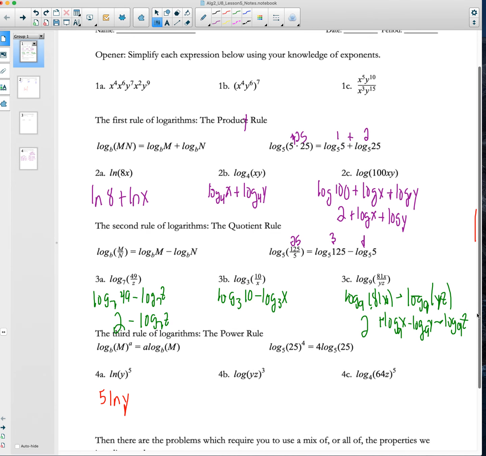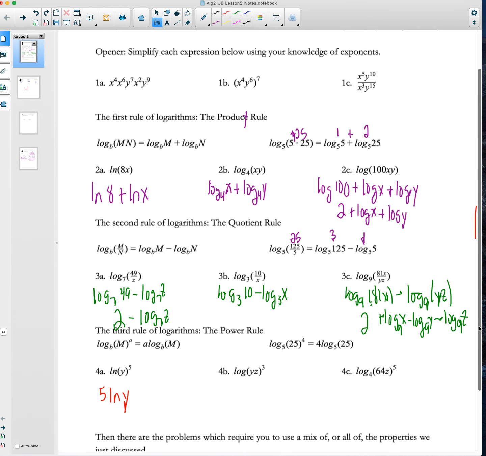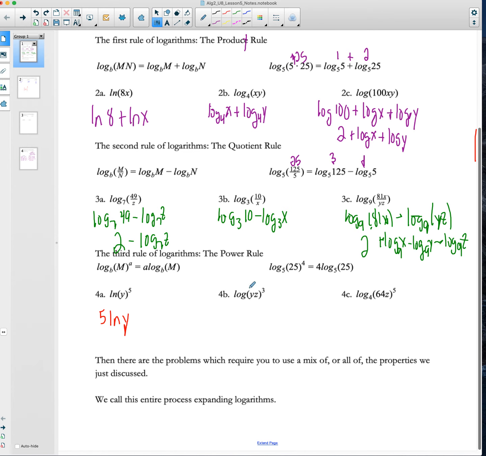All right, so notice that power there on 4b, we have the argument raised to the power of 3. So I'm going to take that 3 out front, so that's going to be 3 log of y times z. Now, notice I have a product within that. So now I need to use the product property on that.